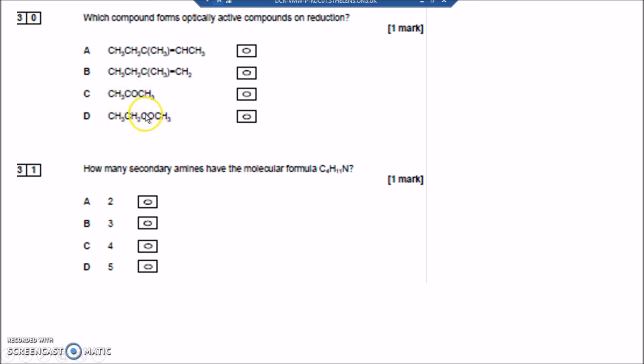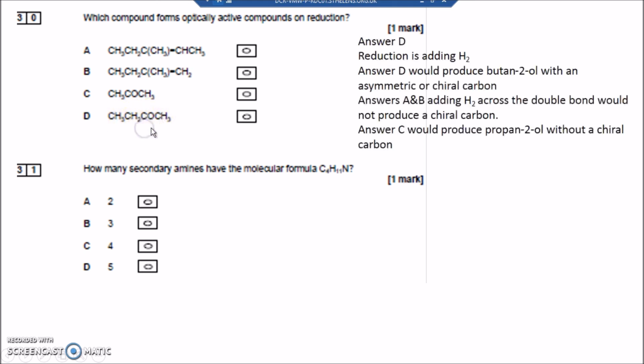Butanone could be, because when that O becomes an OH and an H by reduction with something like hydrogen and a nickel catalyst, or something like sodium borohydride would be another reducing agent, that would become an OH. There'd be an H on there, it'd have a methyl group and an ethyl group. Your answer is D.